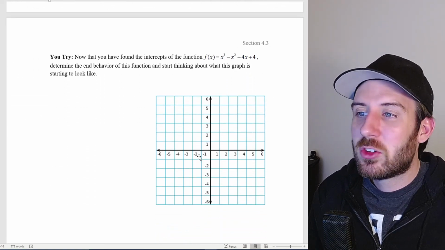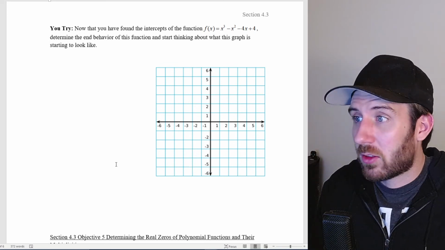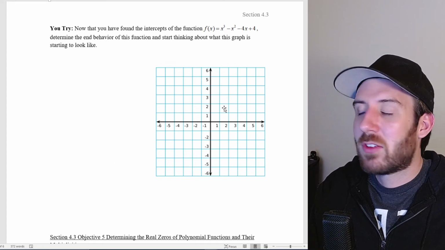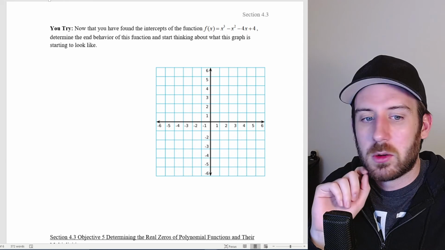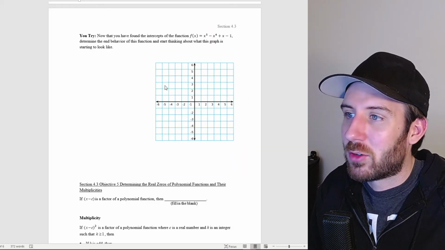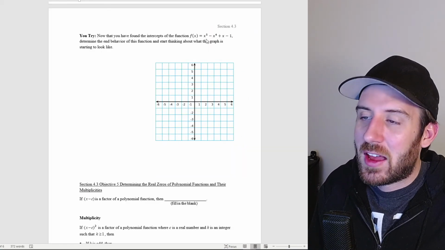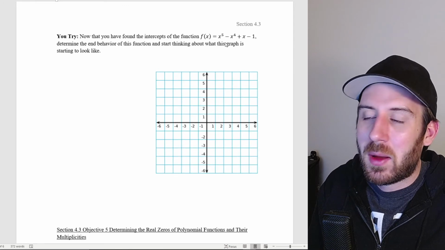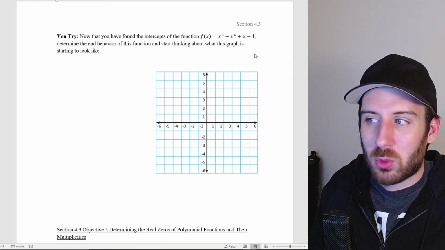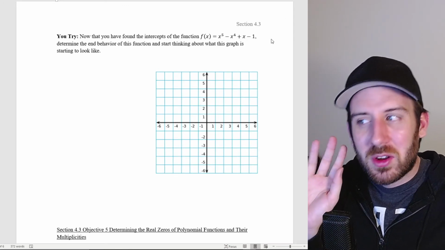Okay, I'm going to leave this one here for you. Have a you-try at it. In fact, I think I'm going to change this one. There we are. I'll give you a different one. So we've got f of x equals x to the fifth minus x to the fourth plus x minus 1. And I'd like you to try to think about what this one is going to look like.